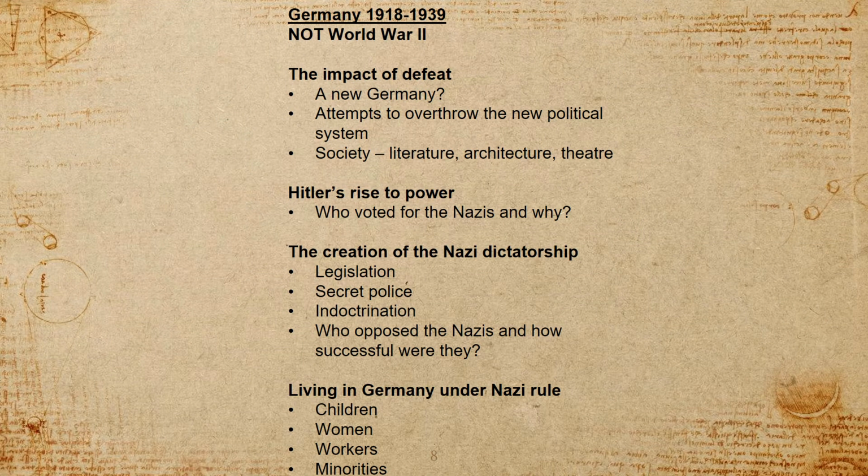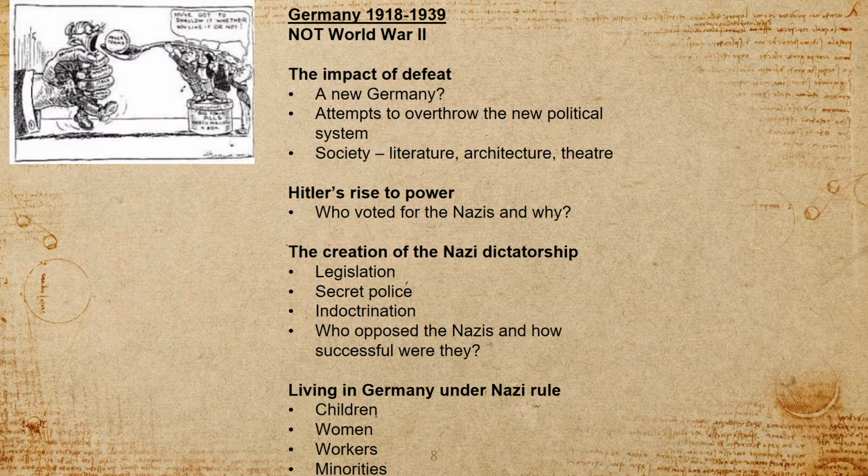Our final unit looks at Germany between the years 1918 and 1939. I do want to emphasise it doesn't look at World War I or World War II. So we begin by looking at the impact of defeat on Germany, the new Germany that results from that, the new political system, and we look at literature, architecture and the theatre during this period and how that changes.